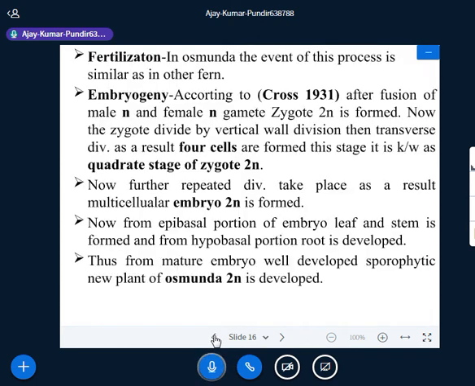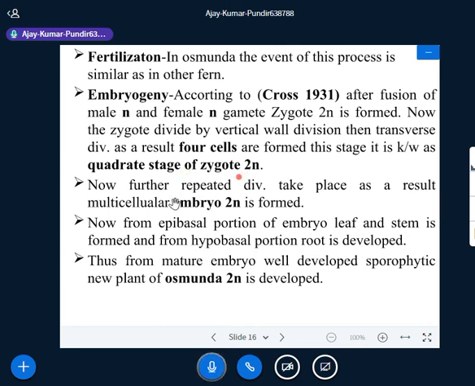You can see embryogeny. Theoretically, according to Cross, it has been well studied by Cross 1931. The development of embryo from diploid zygote is known as embryogeny, and it has been well studied by Cross 1931. After fusion of male haploid and female haploid, zygote 2n is formed. Now the zygote divides by vertical wall division and then transverse wall division produces 4 cells.